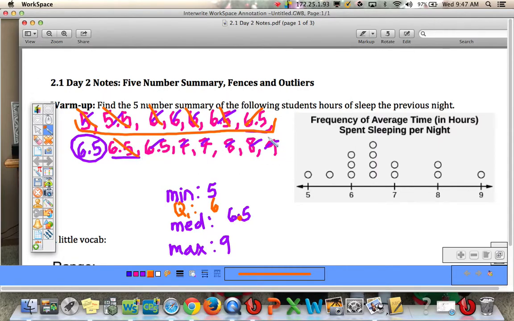And for this one, again, we cross off until we find the middle. It looks like 7 is Q3. And we looked at how you could make a box and whiskers plot from that. So let's do that really quickly.